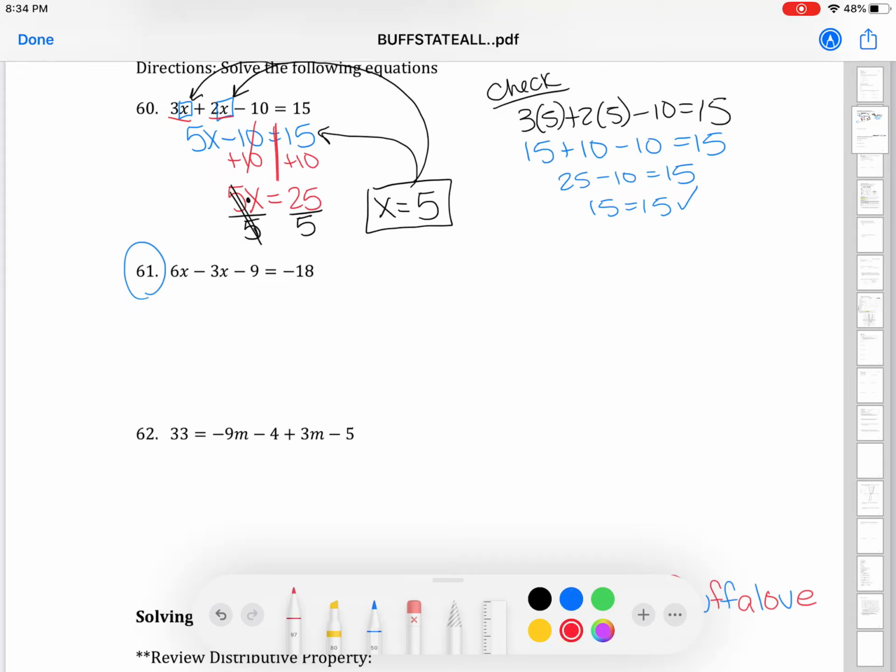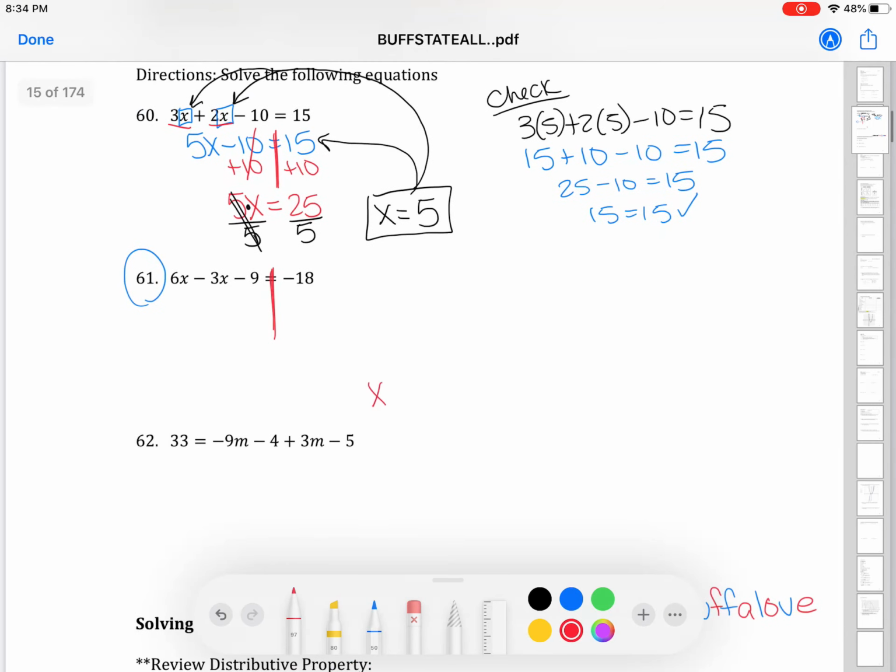Okay, number 61, kind of the same setup. So I'd like you to, again, pause the video and give this one a try on your own. Okay, hopefully you're coming back from pausing right now. I'm going to go through and go over it. The answer to 61, if you just want to know if you got it right, is -3.